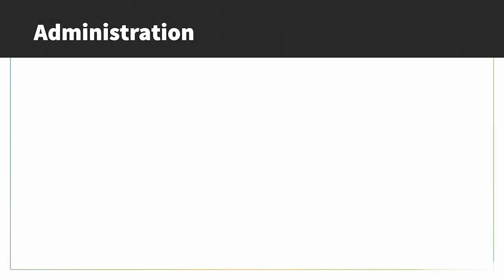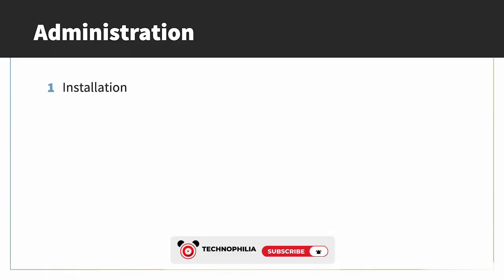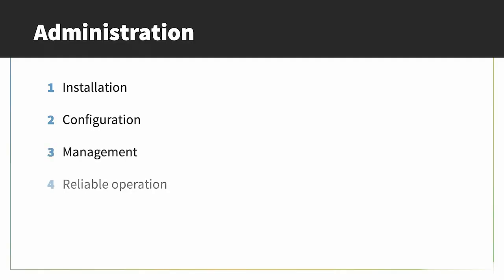I'd like to start off by talking a little bit about administration. What exactly do we mean when we say Windows 11 administration? In computer and operating system terminology, the word administration can mean slightly different things to different people. The definition I usually work with is that administration is the installation, configuration, management, and reliable operation of the operating system. So let's talk about each of these individually.